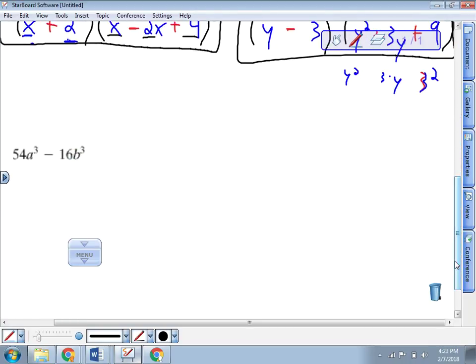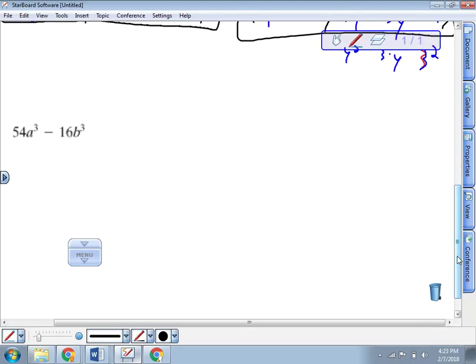Okay, last problem. We're struggling with these, all right? First thing we always have to do is take out the greatest common factor. So 54 is not a perfect cube, neither is 16. So what I'm going to do is rewrite this by taking out the GCF. The greatest common factor is 2.